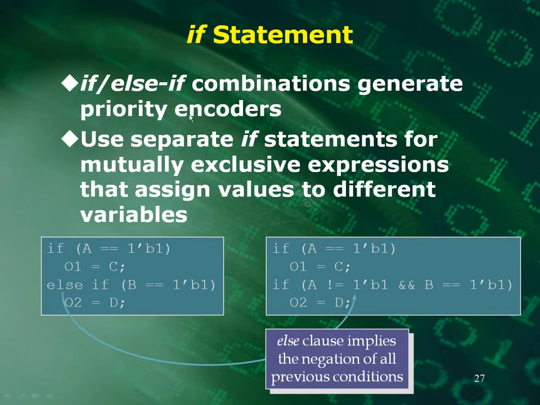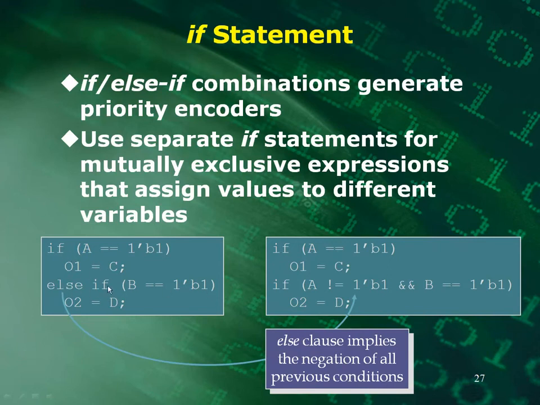The if-else-if combinations generate priority encoders, like this here. Use separate if statements for mutually exclusive expressions that assign values to different variables. So here we have if a equals 1, we do this. Else if b equals 1, we do this. In this case, you notice that I have O1 equal to C, and I have O2 equal to D. These are mutually exclusive, so you should rewrite this differently. You should just say if a equals 1, output equals C, because that's what we want.